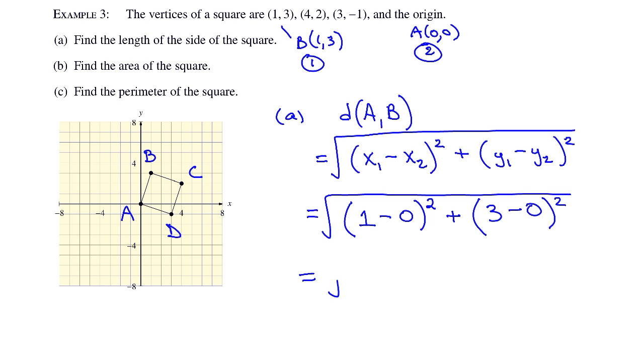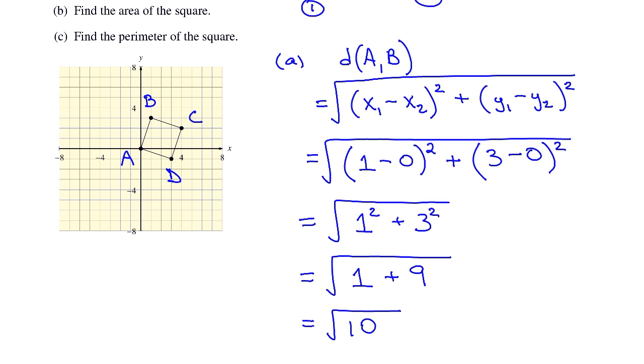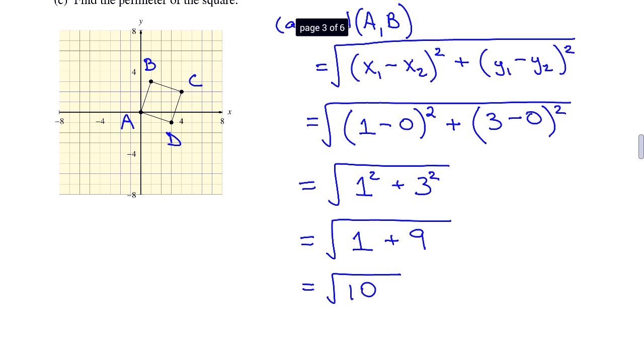This gives me the square root of 1 squared plus 3 squared. That's equal to the square root of 1 plus 9, which is the square root of 10. The square root of 10 does not simplify, so that is the length of the side of the square.